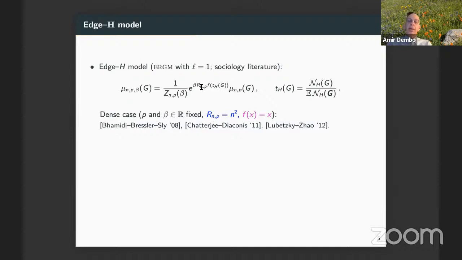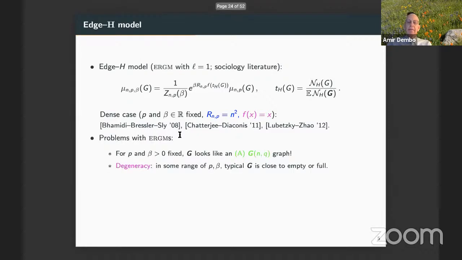In this case, we know that the tail of the large deviation will be scaled by n squared, because that's the number of free edges we have in the random graph, or the number of independent variables. So the correct scaling for r will be n squared. And this dense case was studied by Bhamidi et al. in 2008, and then in more depth by Chatterjee and Diaconis and Lubetzky and Zhao in 2011, 2012. They were already armed in these two works with the large deviation results of Chatterjee and Varadhan, so they could get much better results on the behavior of these Gibbs measures through what I explained to you in the earlier slide.